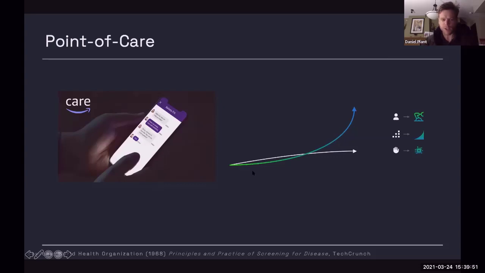Hospital costs are ballooning. So generally speaking, we're looking for technologies that give us more information on patients on a more continuous basis, on a more automatic basis, and at a much lower cost, closer to the point of care.